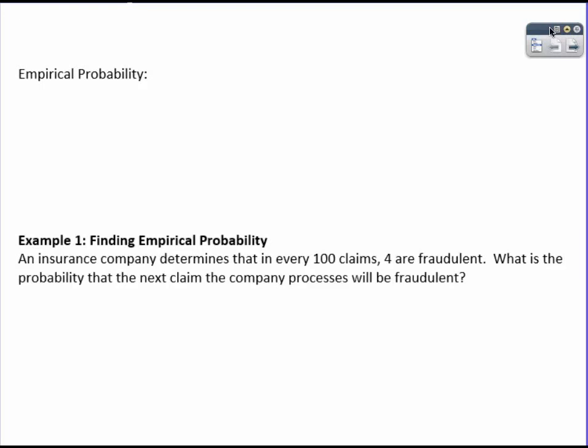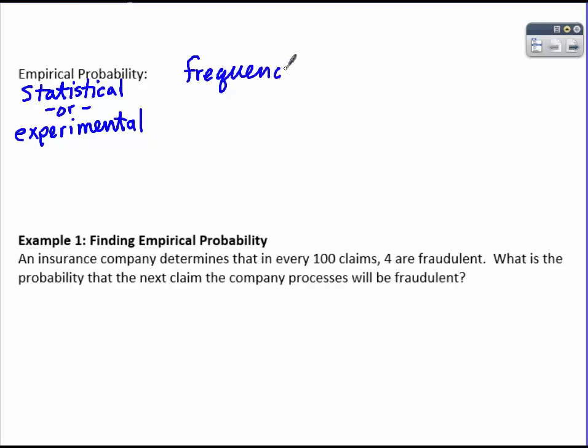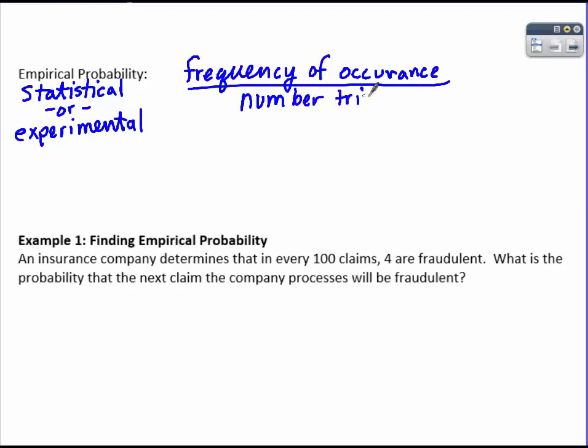So today we're picking up with what is called empirical probability, and this is also sometimes referred to as statistical, or, as I like to call it a lot, experimental, because it's based off of what actually occurred. In simple terms, it's actually found by taking the frequency of occurrence over the total number of trials, also referred to on your formula sheets as F over N. So basically it's the number of times that something did occur divided by the number of times we actually tried to have something occur.